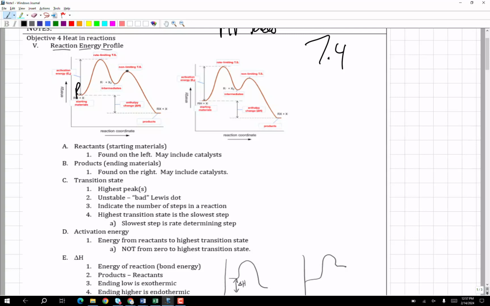The reactants are found on the left. Here are my reactants. They may include catalysts, but we're not going to worry about that right now. Products are the ending materials. These are the products. We're not going to have catalysts in this unit.